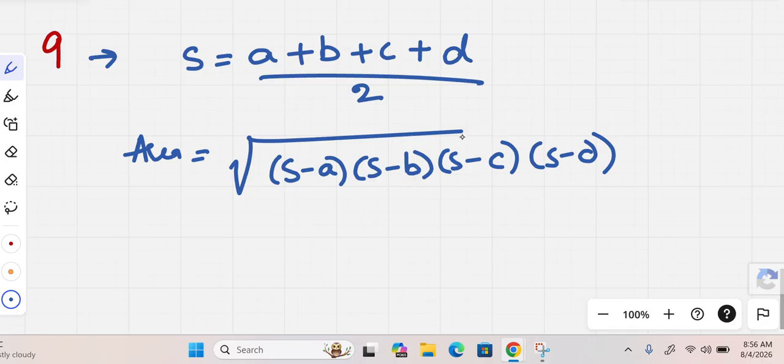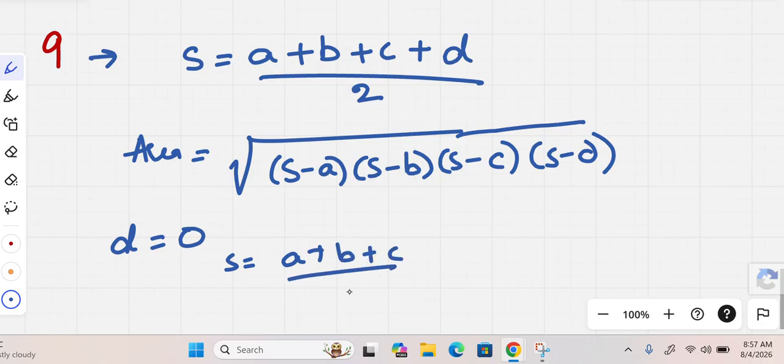This is Brahmagupta's formula to find the area of a cyclic quadrilateral. Remember that. Now they ask, how does it reduce to Heron's formula? For that, d is equal to 0. So if d is 0, what will happen? s will be equal to (a plus b plus c) by 2.